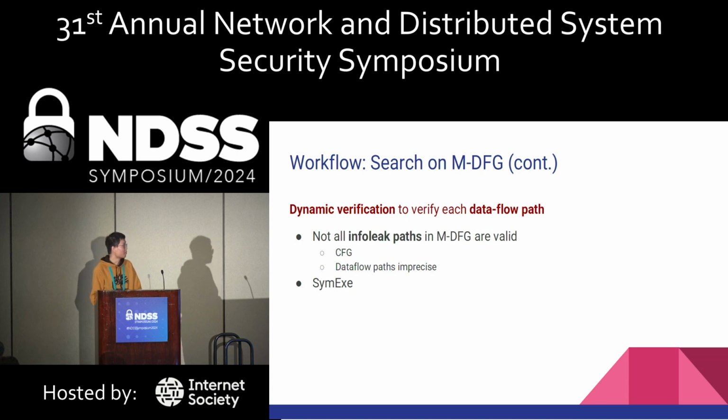It's important that we use dynamic verification to verify each data flow path. This is to avoid false positives, because not all Infoleak paths in our graph are valid. Sometimes the control flow graph is infeasible. Other times, the data flow paths are imprecise due to the imprecision of points-to analysis. Therefore, we use symbolic execution to verify each data flow.